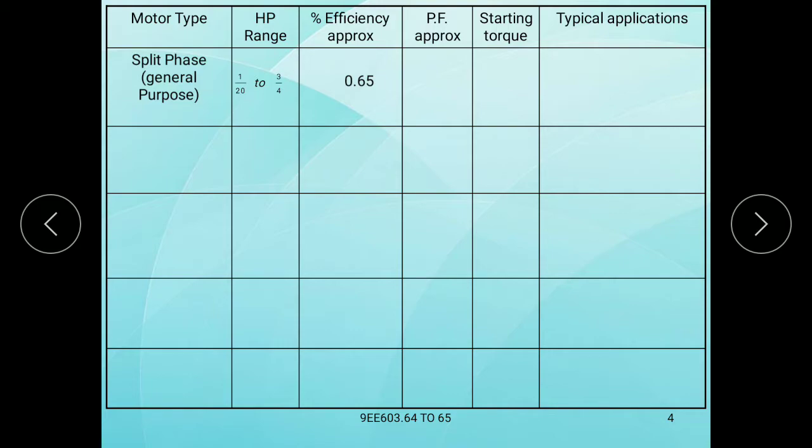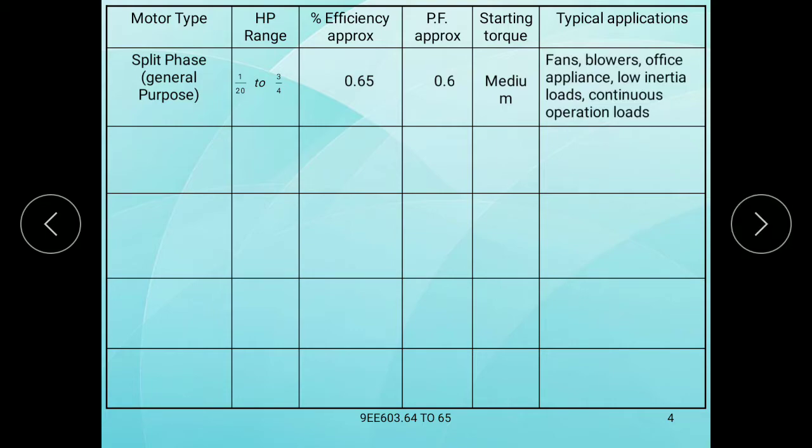Efficiency is 0.65, that means 65% efficiency. Power factor is also 0.6. The starting torque is medium. So the starting torque is medium, the power factor is 0.6, the efficiency is approximately 0.65, and the HP range is up to 3/4.